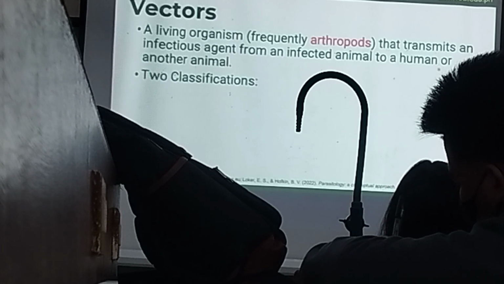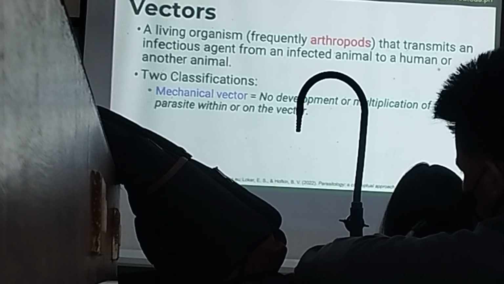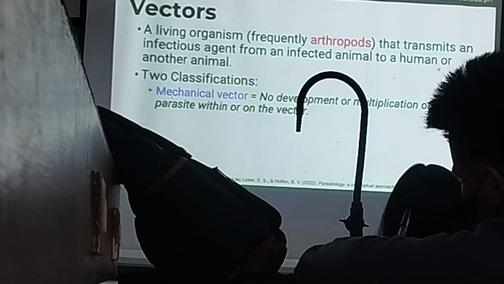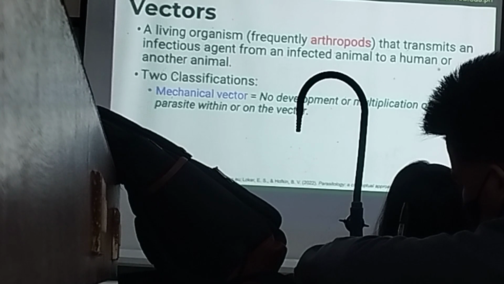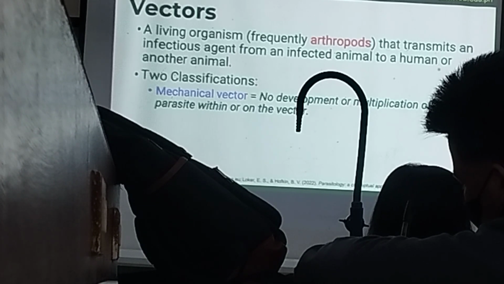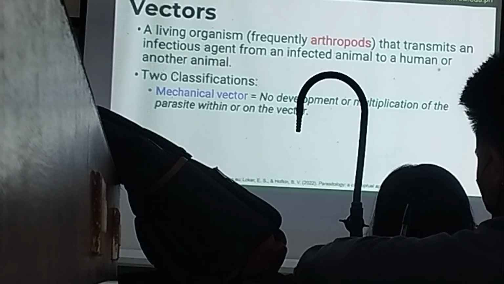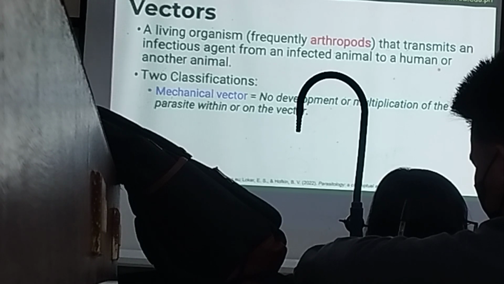Classification of vectors. We have the mechanical vector, where there is no development or multiplication of the parasite within or on the vector. That means the parasite is present in the proboscis of the arthropod, and then the arthropod will bite another animal. Then, without development of the parasite inside the proboscis or the mouth of your arthropod, it will transmit the pathogen, and that arthropod becomes a mechanical vector.